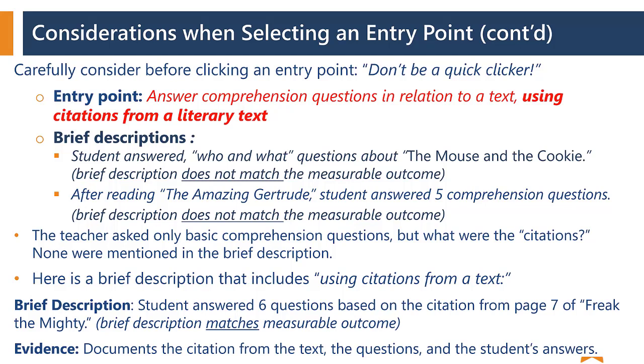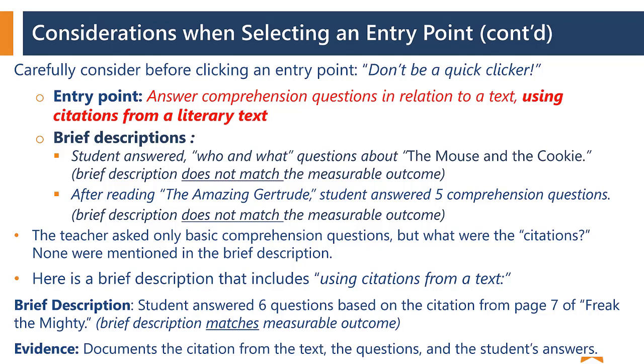Student answered who and what questions about the mouse and the cookie. Does the brief description match that measurable outcome? Do you see anything in there about citations? Nope. After reading The Amazing Gertrude, student answered 5 comprehension questions. See anything there on citations from a text? Nope. So is this what the teacher really meant to pick for this student? I don't think so.